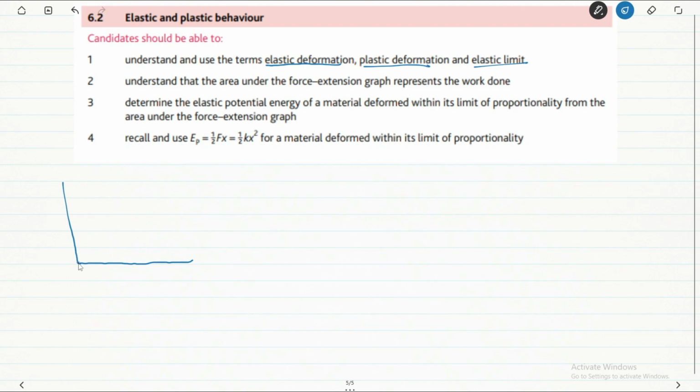So the first thing that you probably know is it goes straight. This is fx graph, by the way, right? So it just goes straight up, but then it goes like this, and then it goes haywire, right? So there are some key points in this graph, which is the first one that we discussed in the previous video, which is limit of proportionality, and this one, which is elastic limit.